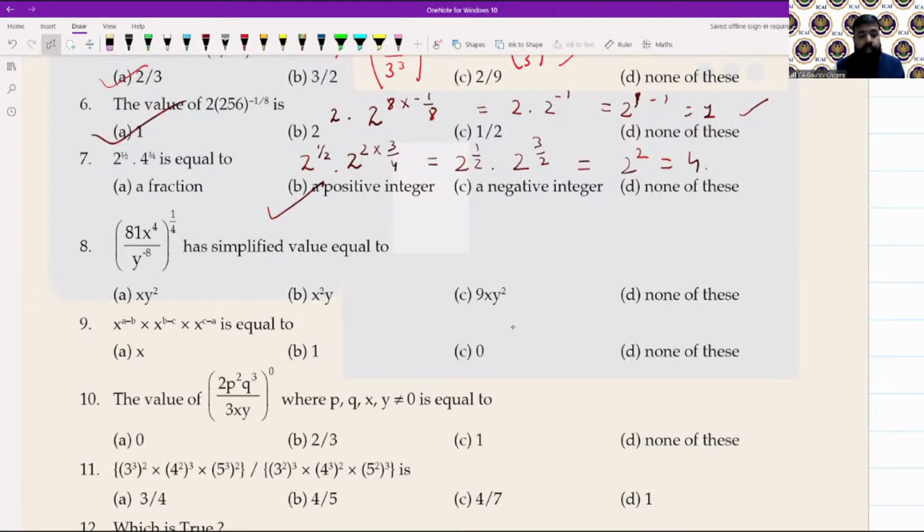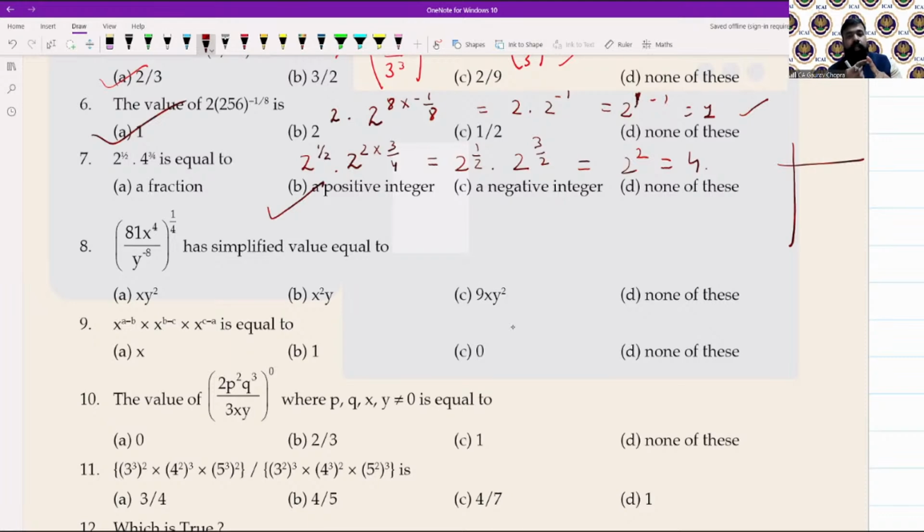Then 81 multiplied by x to the power of 4 upon y to the power of minus 8, and then whole to the power of 1/4. See, whenever you have to find out the factors, it is always better to do the prime factorization, and much better is that you must have good oral calculation so that you can easily calculate orally. Like if you see 81, is it an odd number or even number? Clearly it is an odd number, so it is not a multiple of 2. So we can try with 3.